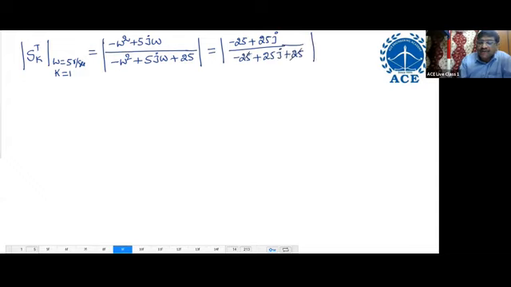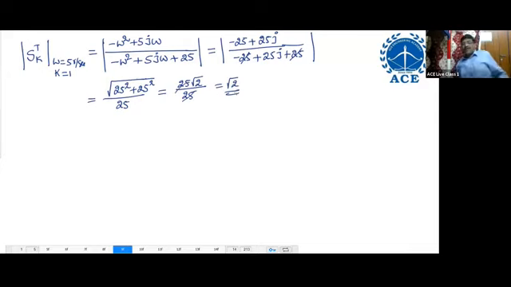These two cancelled. Then find the magnitude. What will you get? Root of 25 square plus 25 square divided by denominator 25. That means 25 into root 2 by 25. So the answer is root 2. I hope you got it.